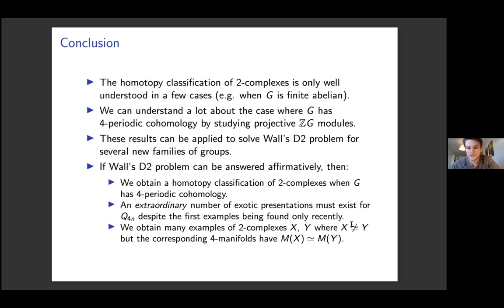And the third thing is that we can obtain many examples from this of 2-complexes which are not homotopy equivalent, but for which the corresponding 4-manifolds are.